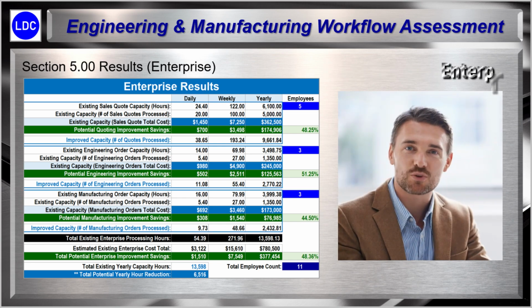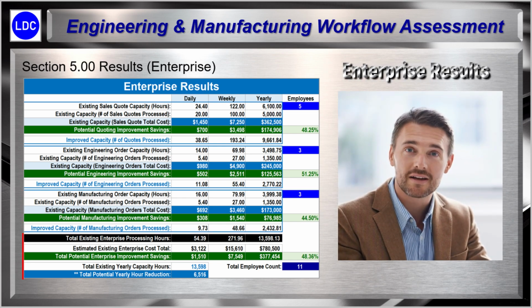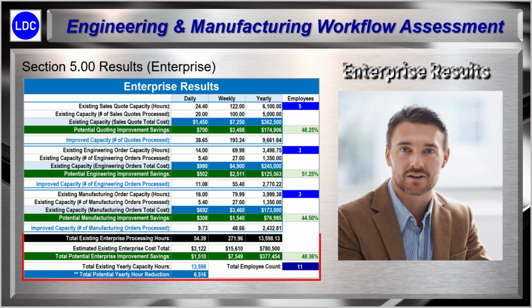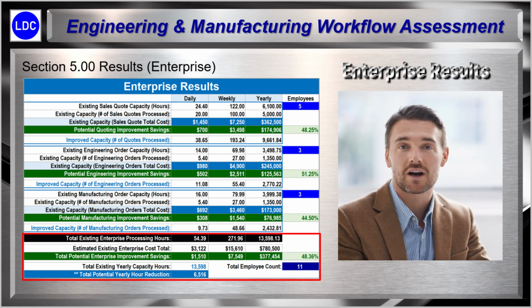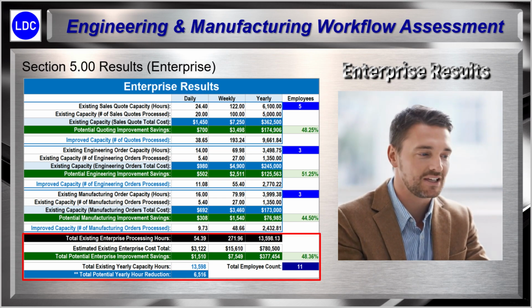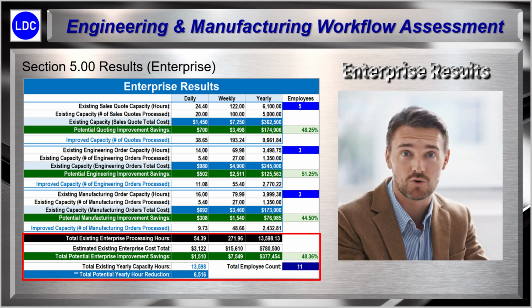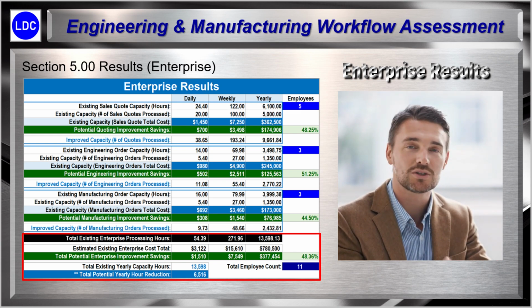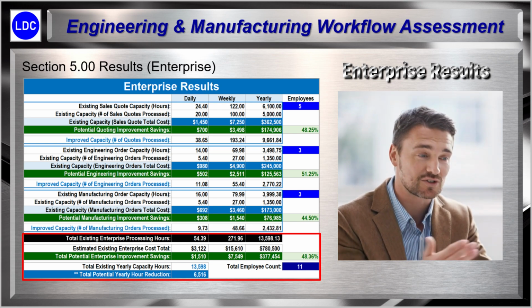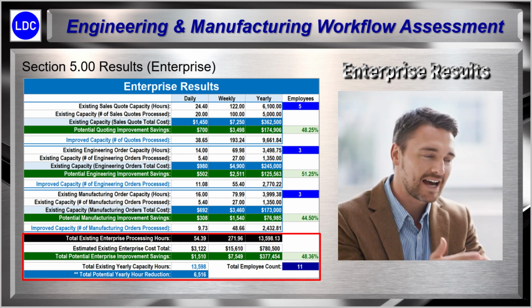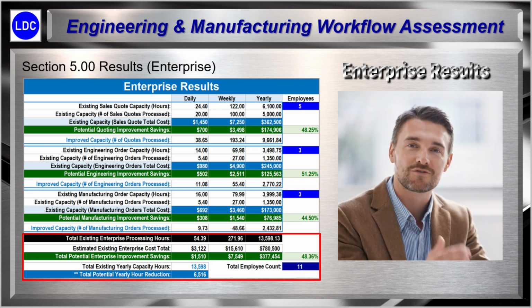The combined enterprise results are comprised of the quoting, engineering, and manufacturing sections. The combined time savings throughout our enterprise illustration equals a net yearly cost savings of $377,454, which includes an additional yearly hourly capacity of 6,516 hours and a time improvement of 48.36%.